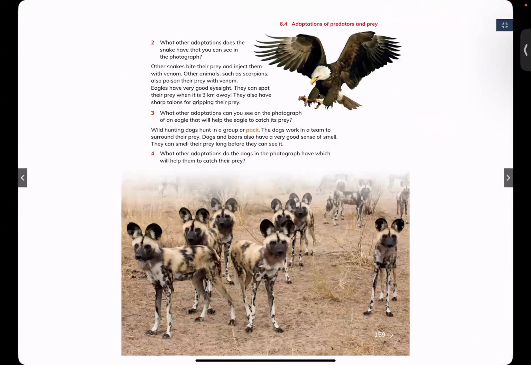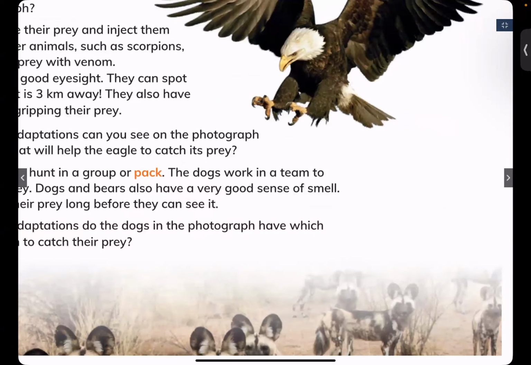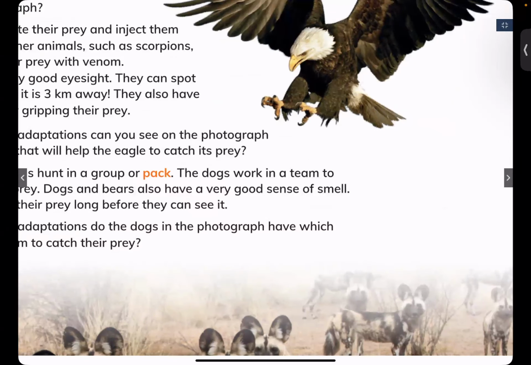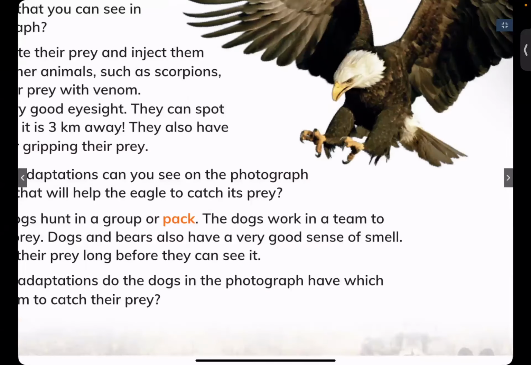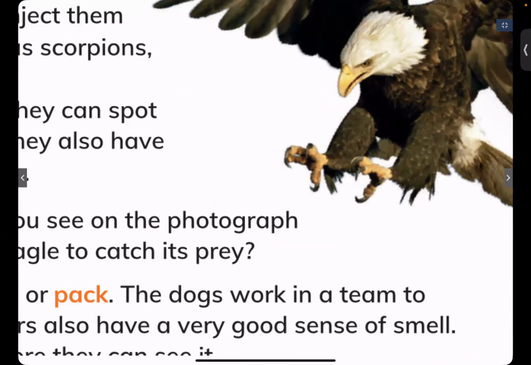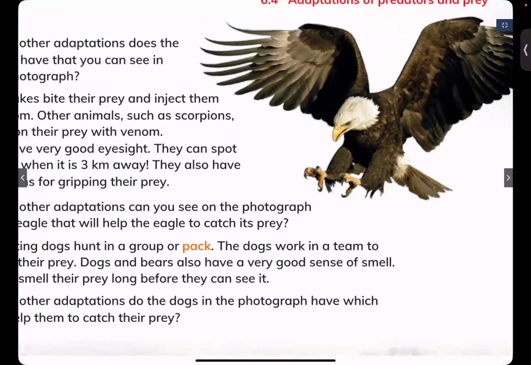And here we see falcon, like eagle, and they have very good eyesight, and they can spot their prey when it is 3 kilometers away. It has a good eyesight, I would say. The claws that you see are quite powerful to catch hold of the prey. This is again an adaptation that it has done. The other adaptation would be the beak, to catch hold of the prey. Eyes are in front so that they can see clearly.